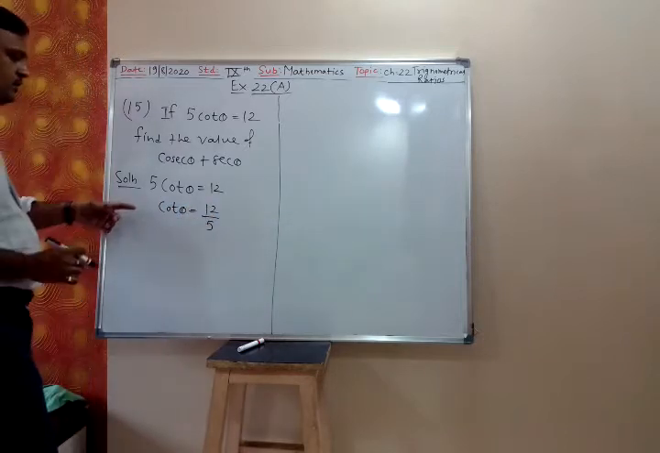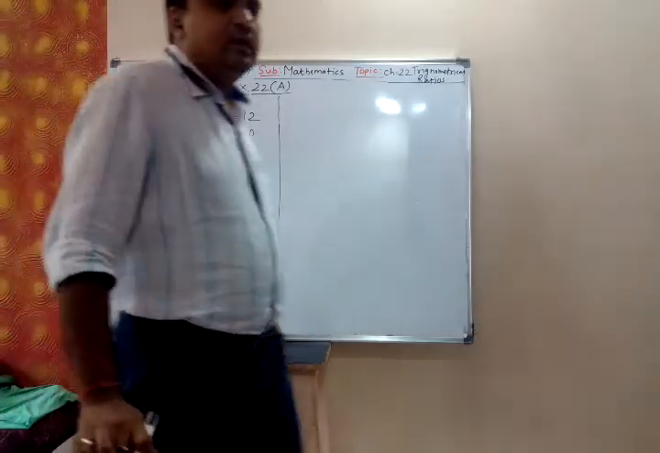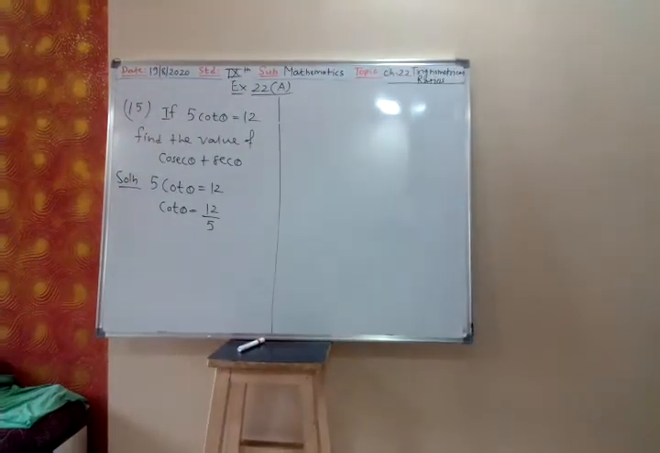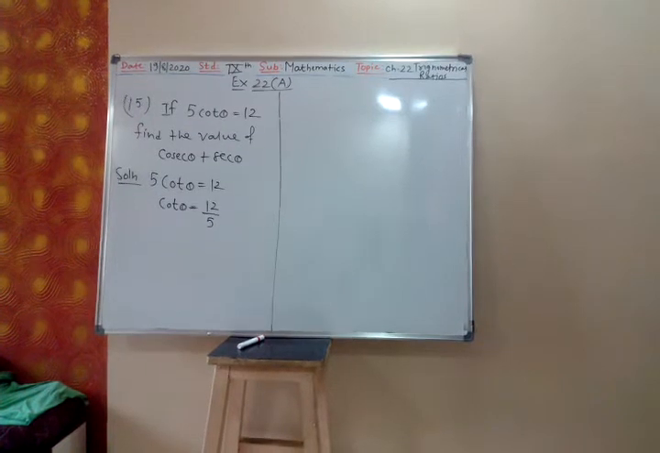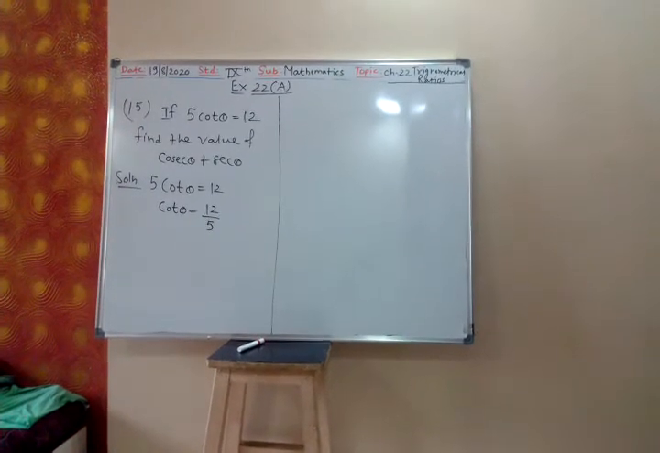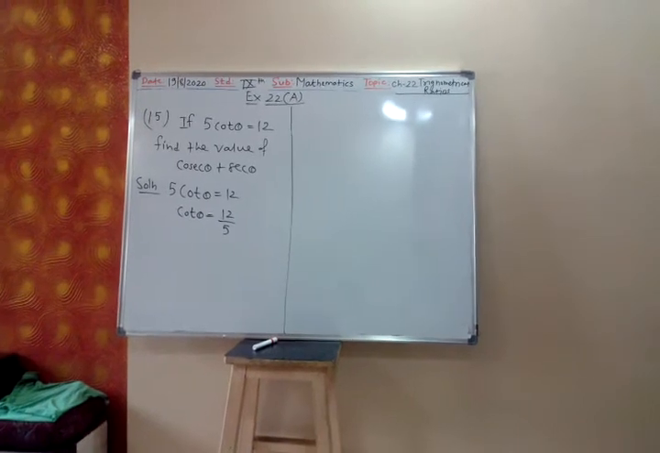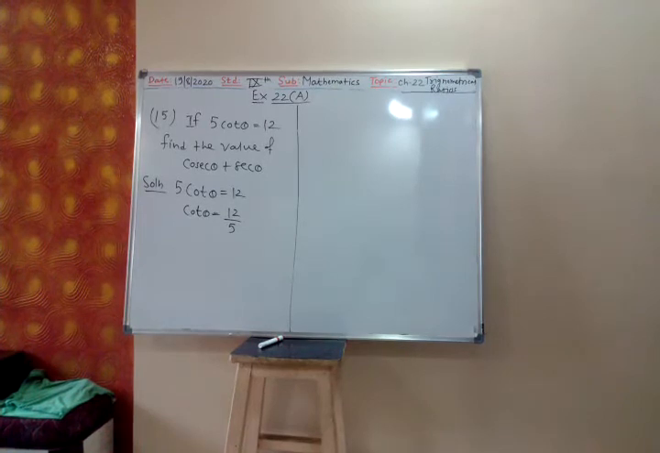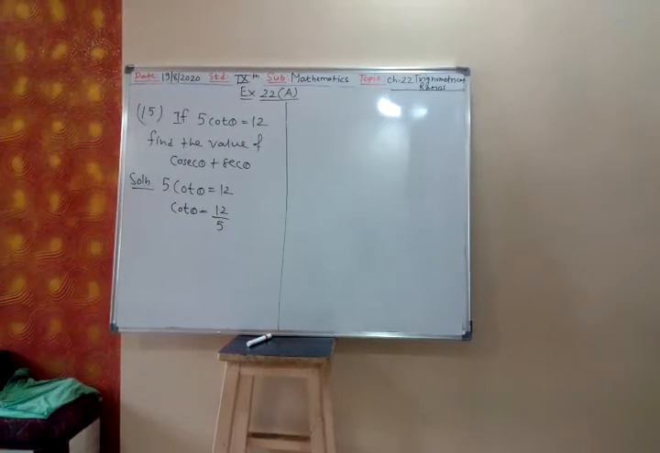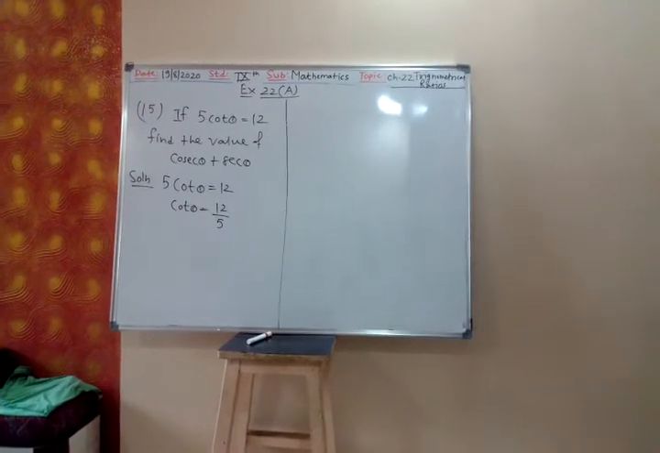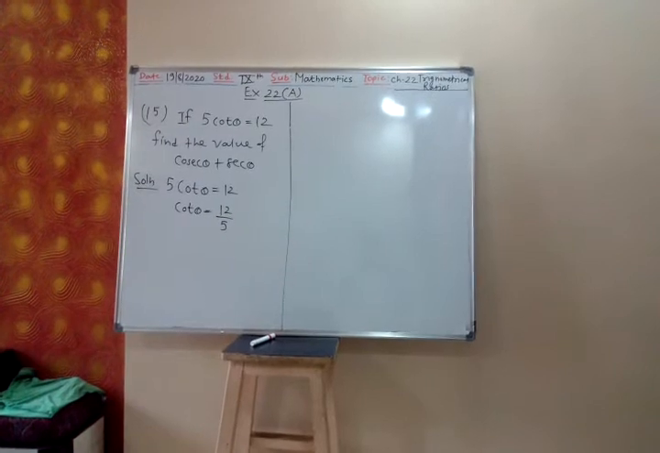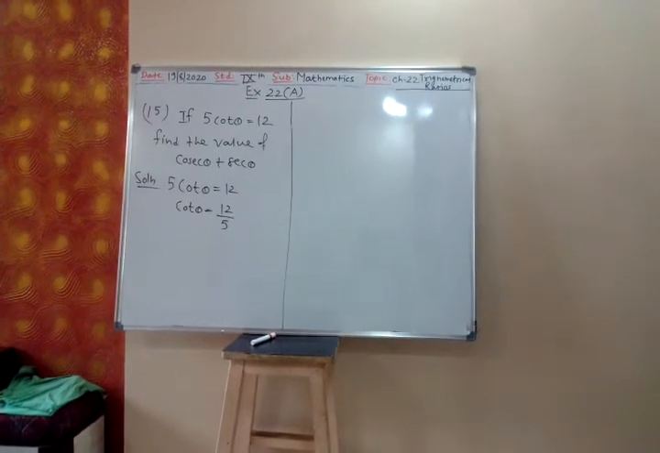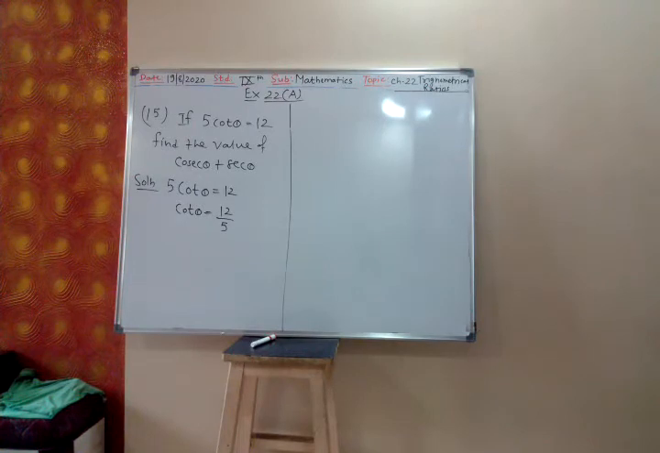So cot theta is equal to 12 upon 5. Wait. Now it is very much clear, right? Wait. 5 cot theta is 12. Find the value of cosec theta plus sec theta. Now it is clear.